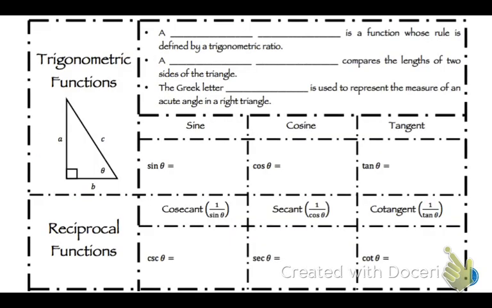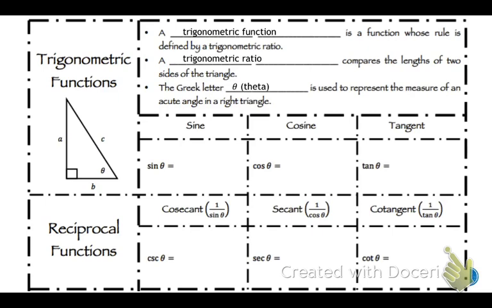Alright, let's get into some new stuff. You might have done this last year, I don't really know. So, first some definitions. A trigonometric function is a function whose rule is defined by a trigonometric ratio. Okay? A trigonometric ratio compares the lengths of two sides of a triangle. And then the Greek letter theta, that's that O with a line through it, is used to represent the measure of an acute angle in a right triangle.